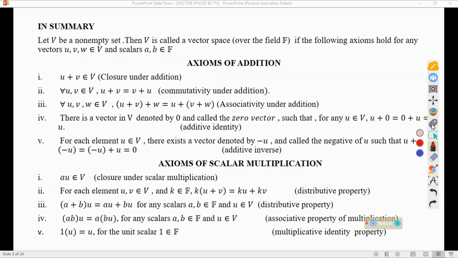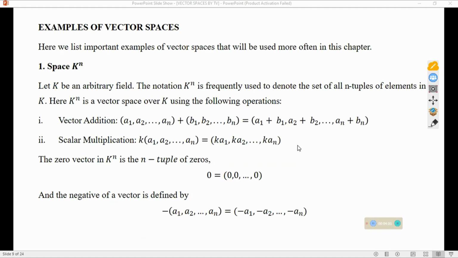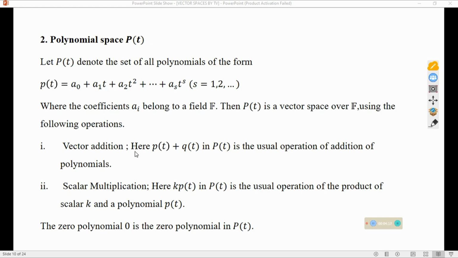So in our previous lesson, we talked about this space K^n. We also discussed its vector addition and scalar multiplication, which I believe at the moment is very okay with us all. We also talked about the polynomial space P(t), and we know how to add given polynomials and how to deal with the scalar multiplication of polynomials. So we talked about this polynomial space as well.